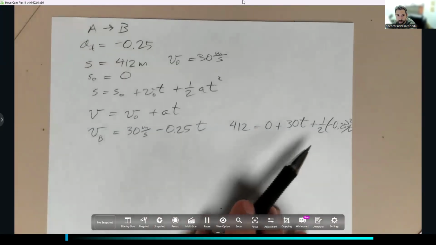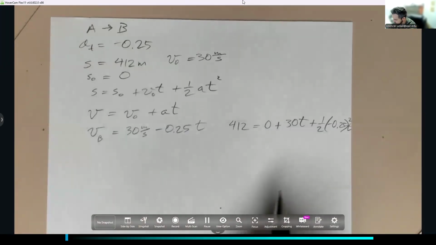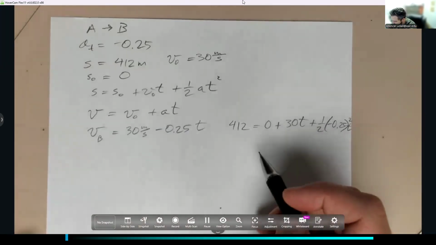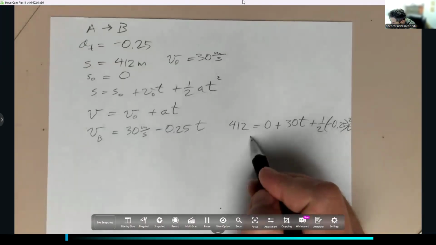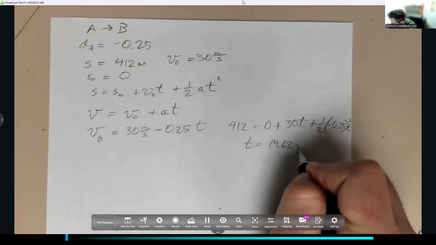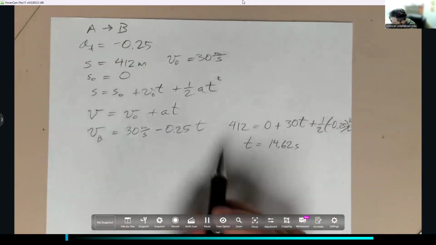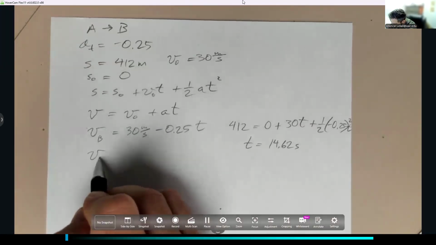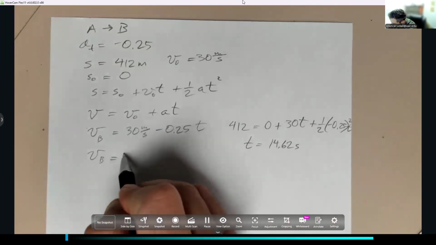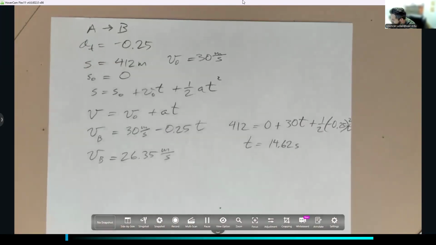Now we've got T and V. We could solve this one for T, and we should get T equals 14.62 seconds. We could plug that back into V, and we will have V_B is 26.35 meters per second.